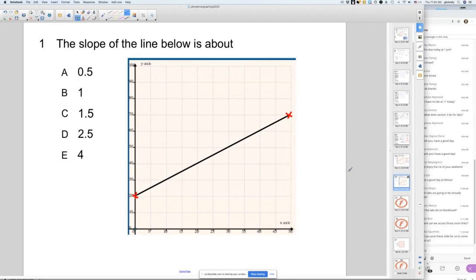So this is basically the one we did below. It's a multiple choice question. The slope of that line happens to be 1, and that's how you calculate it.